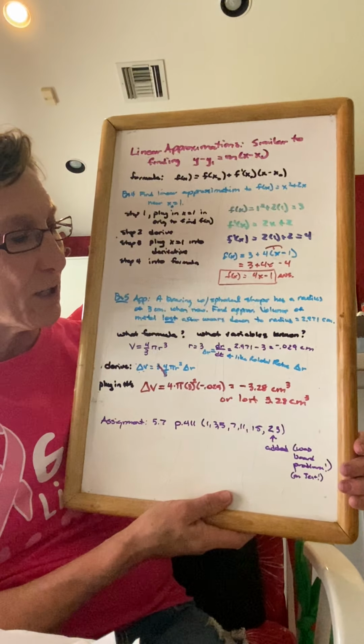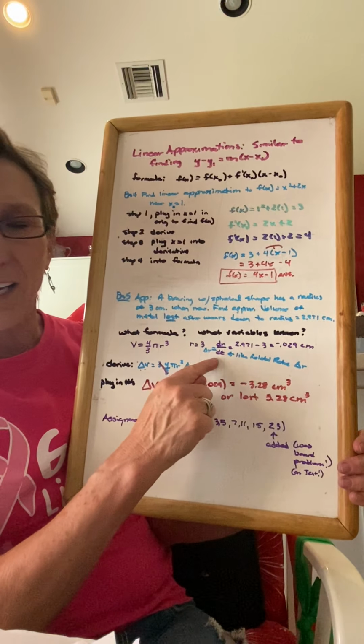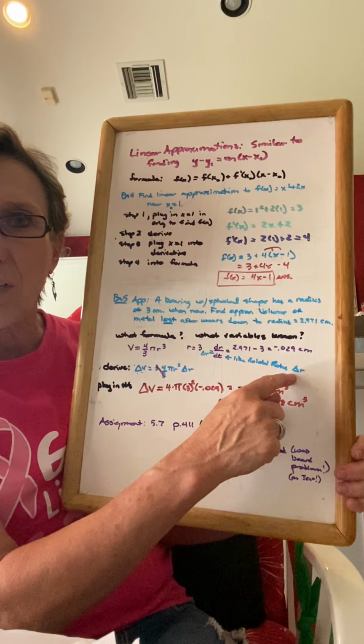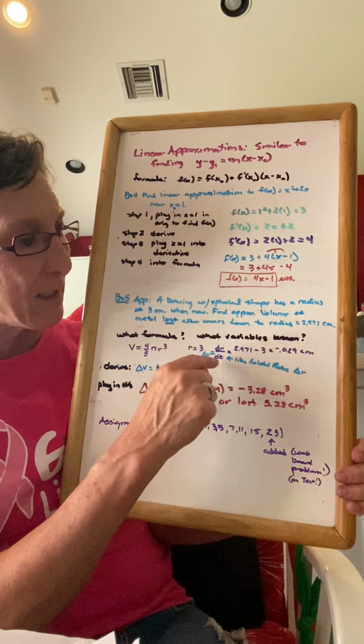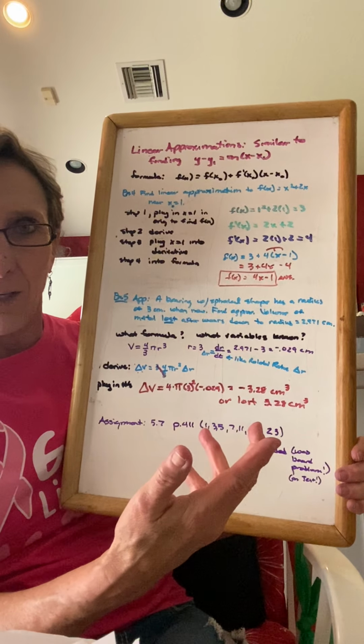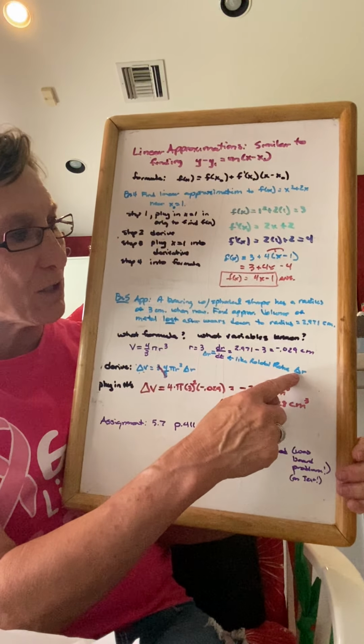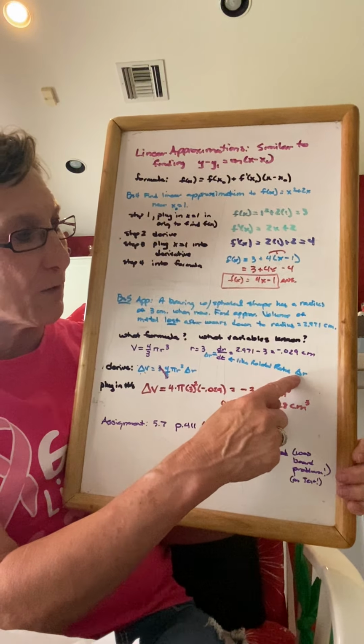So that's like the dr/dt. Note, they don't write dr/dt. They write the change of r. Anytime you see a triangle, that means like the dr/dt or the change of. Just like dy/dx was a change of x, this is a change of r. And in a minute, we're going to change the V to the change of V. All right, so delta r equals negative 0.029 centimeters.